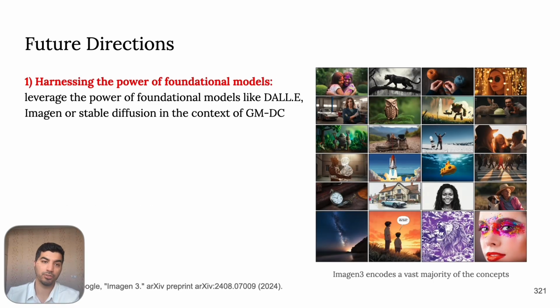And here we discuss future directions. One interesting direction is harnessing the power of foundational models. We have very strong foundational models for image generation, like DALL-E, Imagen, Stable Diffusion, and others. And these models can be used in the context of generative modeling under data constraints. These models usually encode a vast amount of general concepts, but for specific target domains, they may not perform that well. And because of that, we can explore how to harness these models for specific domains.